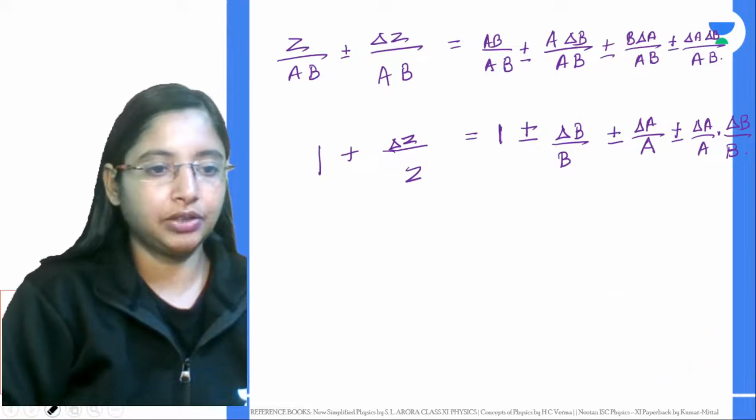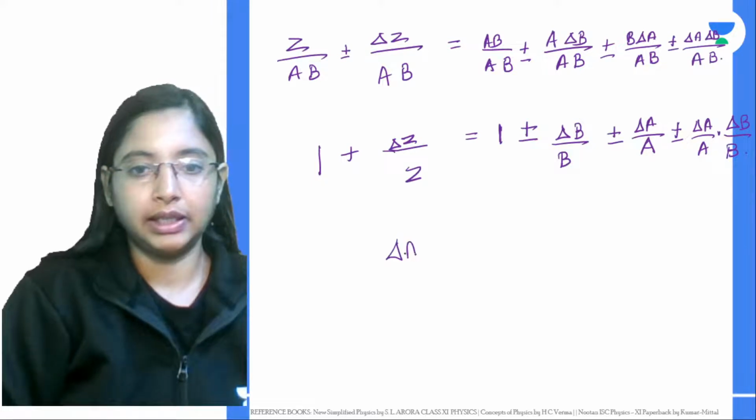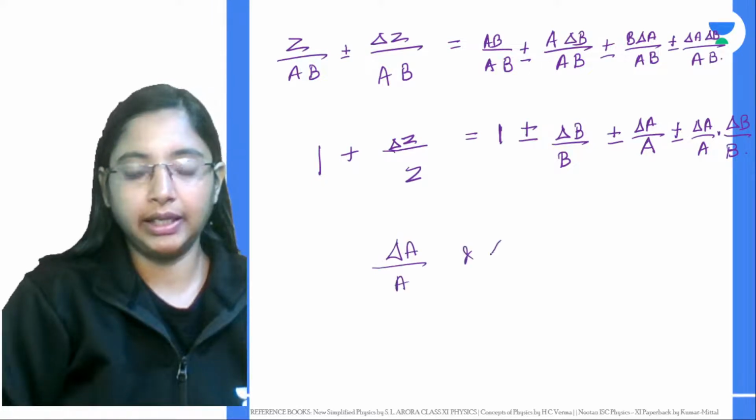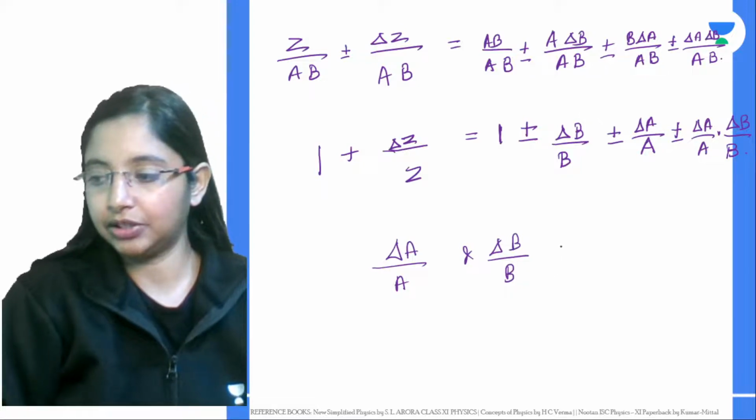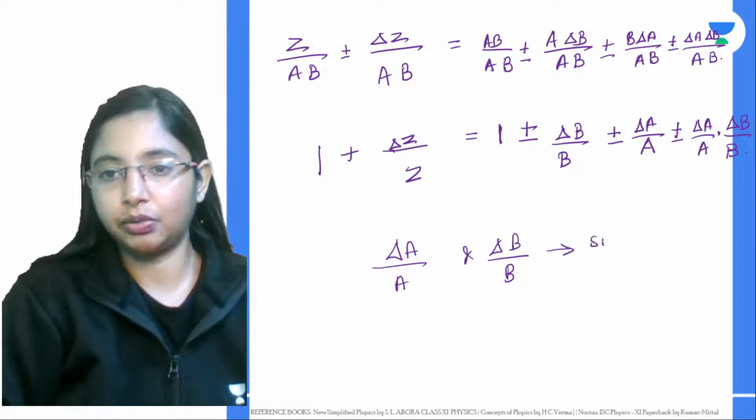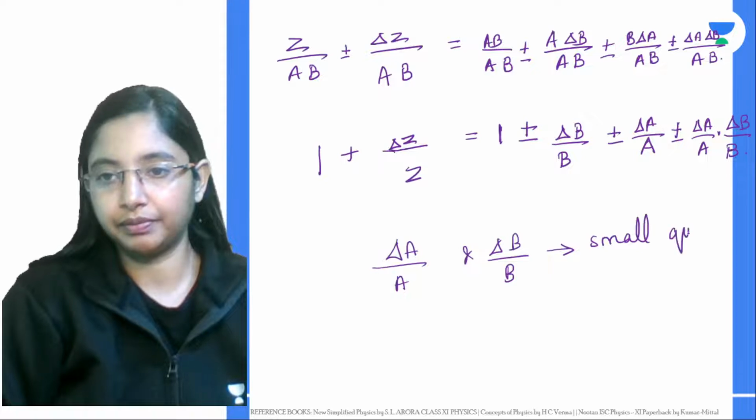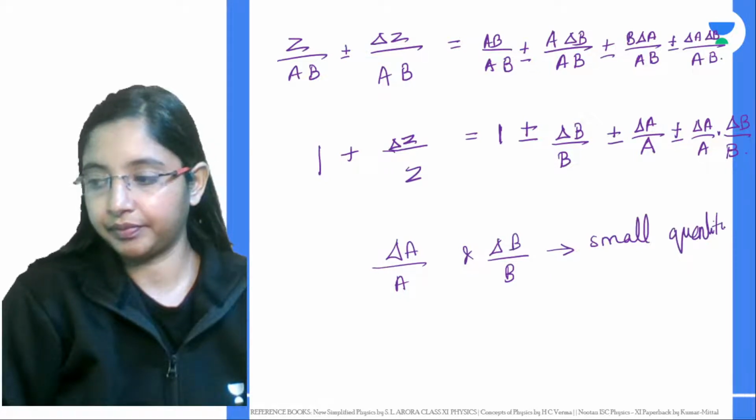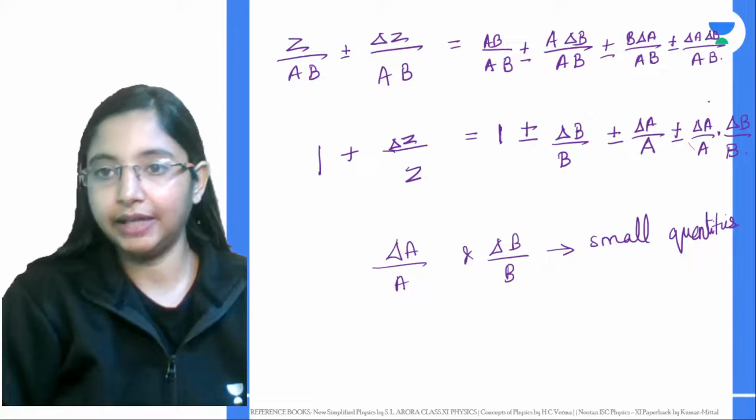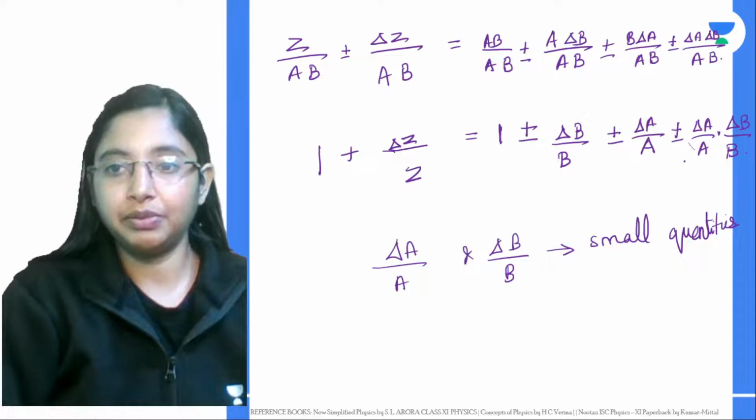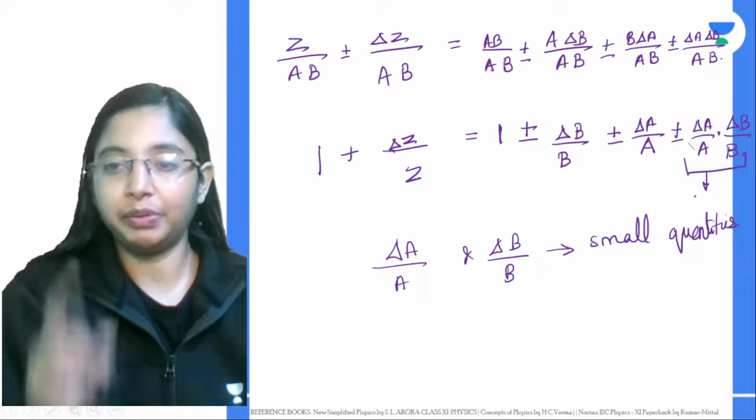Right, you can actually eliminate delta A by A and delta B by B. You can eliminate these terms. These are small quantities. When you think of the product of them, the product actually becomes even smaller, because they are small quantities, the product of them will become even smaller, right?